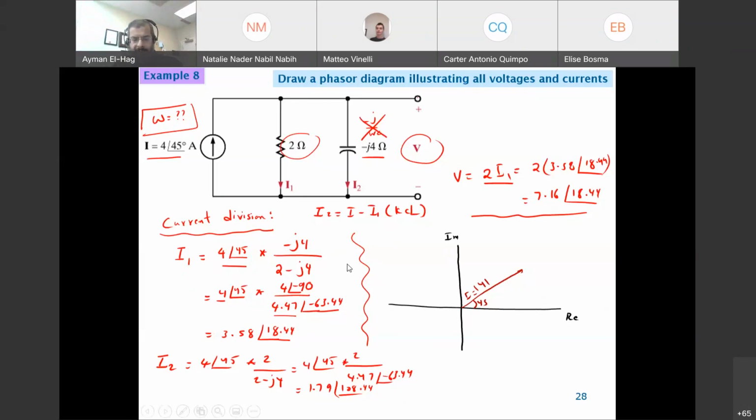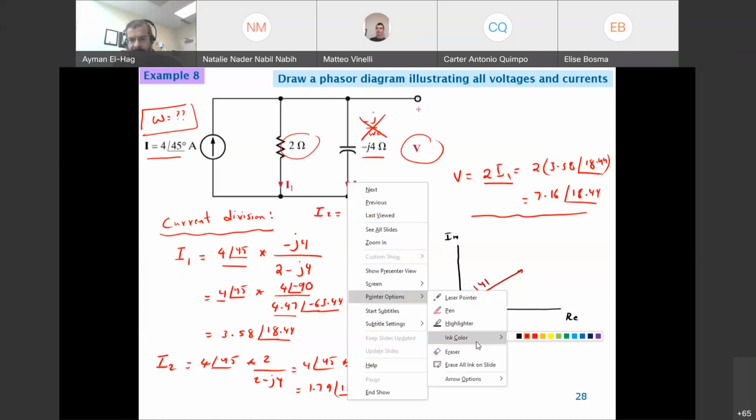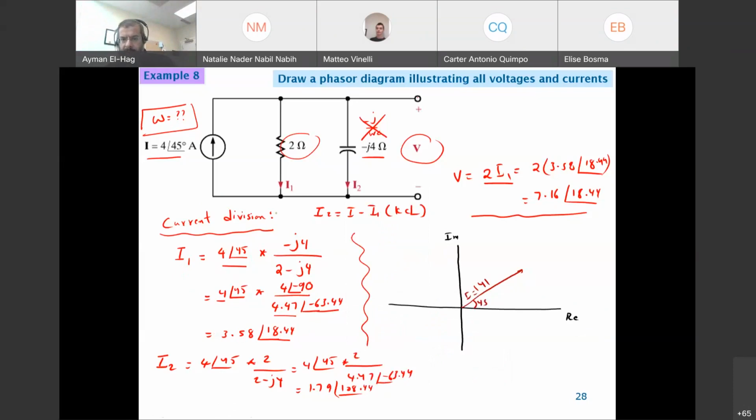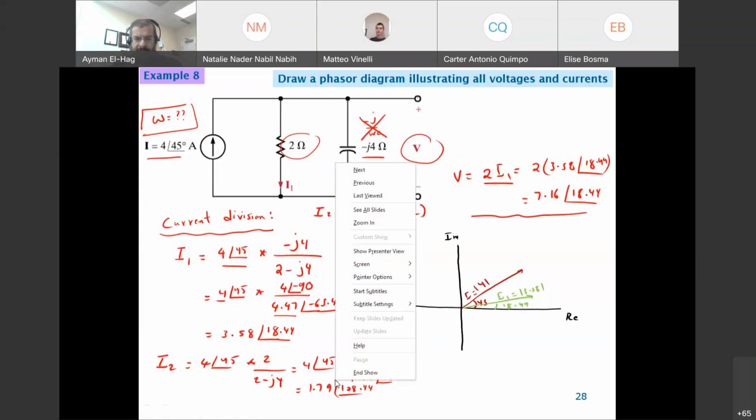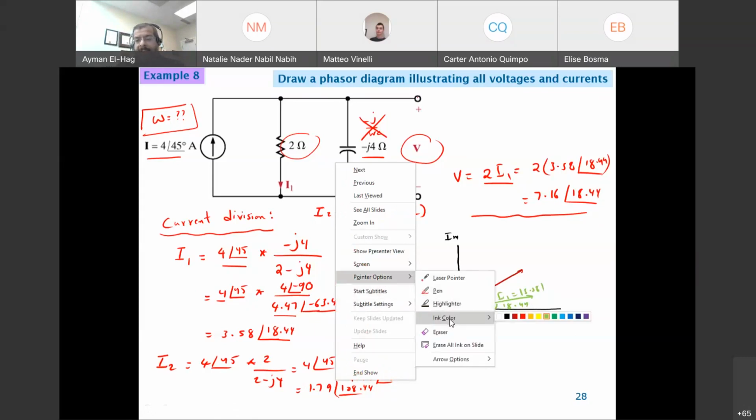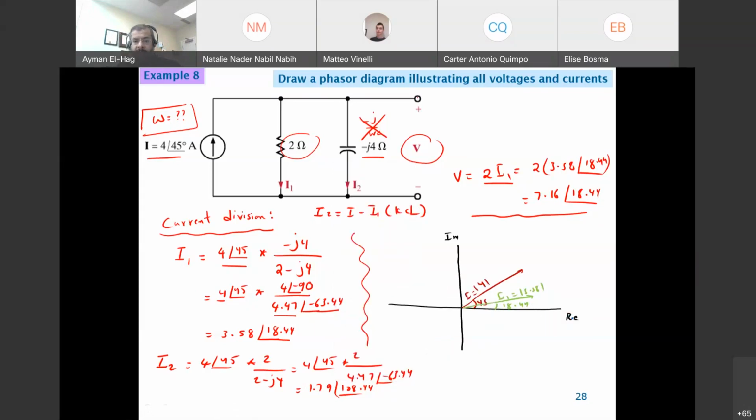Let me draw I1 now. Let me change the color as well. So your I1 has a similar magnitude, so the magnitudes will be similar to each other. So this is your I1 with the angle equal to 18.44, and the magnitude equal to 3.58. Then after that, we have I2, which has much less current. However, it has a different angle, a much larger angle. So this will be something like this.